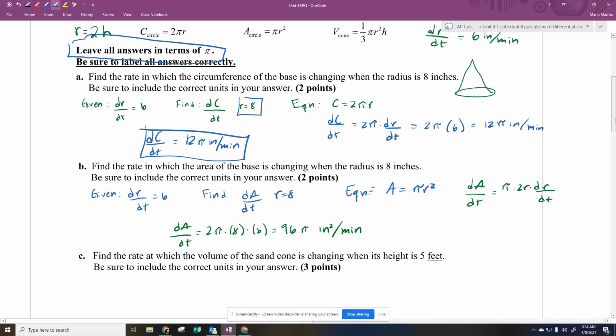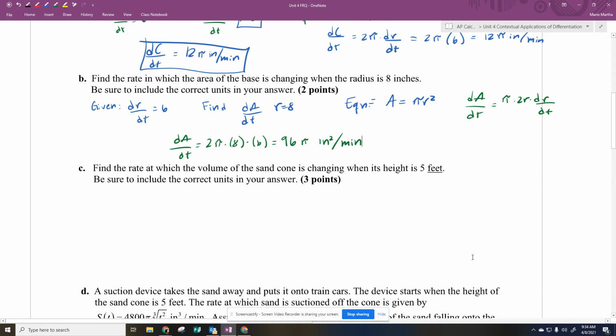All right. And then for part C, it says find the rate at which the volume of the sand cone is changing when the height is 5 feet. Be sure to include the correct units in your answer. All right. So if you notice, we've been using inches here, so we want to make sure that these 5 feet is equal to 60 inches. You'll see where this comes in handy right now.